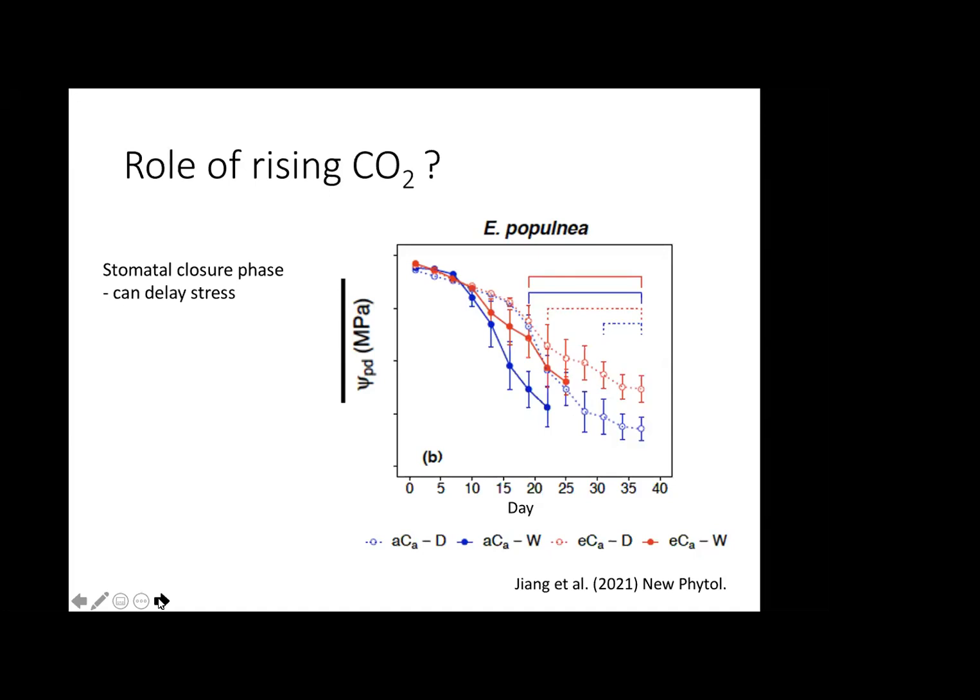We have a new paper that just came out in New Phytologist, led by Mingkai Zhang, finally getting a 10-year-old data set out there, which demonstrates that at high CO2, the red ones in this graph, the pre-dawn leaf water potential in our high CO2 plants was significantly higher through the course of a drought, even though the plants were much bigger under high CO2. So there is evidence that the stomatal closure phase can be less stressful under high CO2.